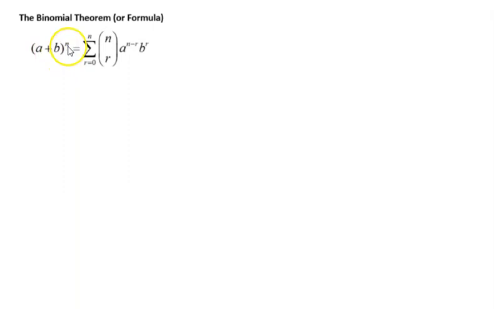A plus b to the n is the sum, as r goes from 0 to n, of n select r times a to the n minus r times b to the r. So we're going to fill in a value for n. We're going to let n equal 4 to match the pattern that we've been looking at for a plus b to the fourth. And we're going to see how this formula works.